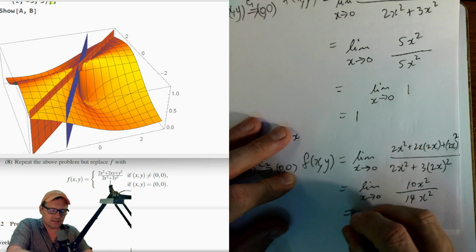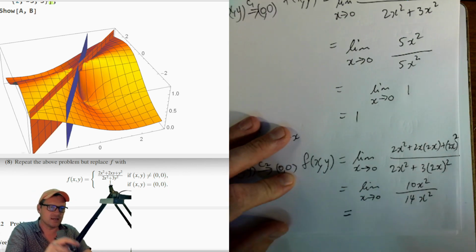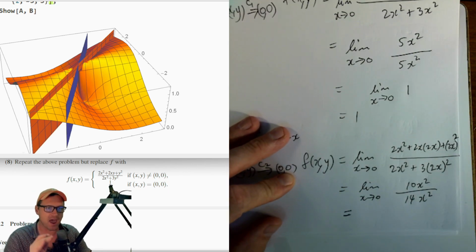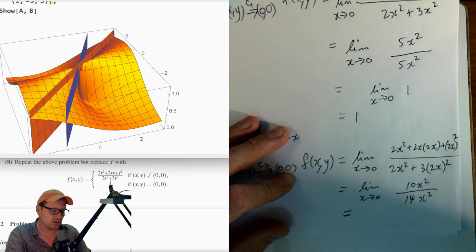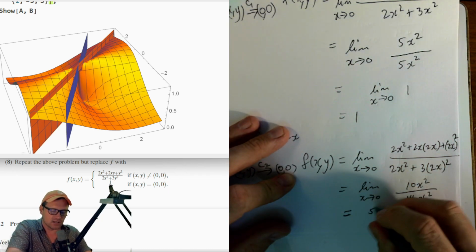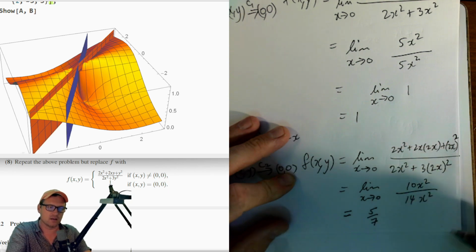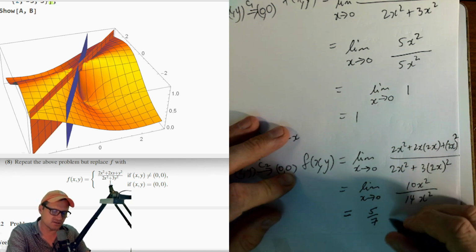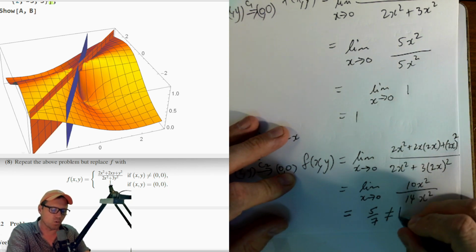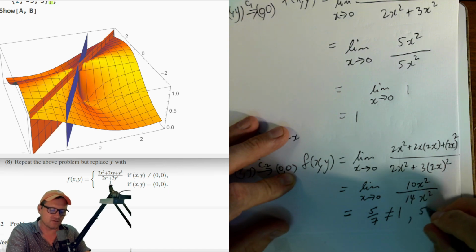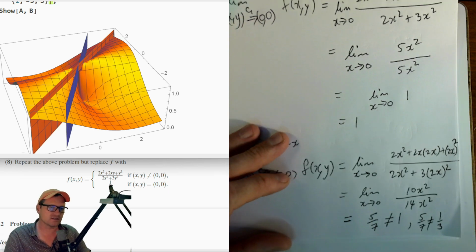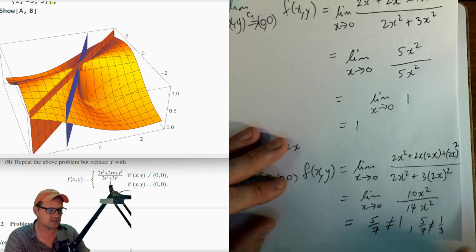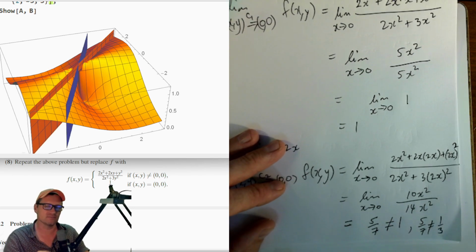Now canceling the x squared, because we're just looking near x equals 0 but not at x equals 0, we have 10 over 14, which is 5 over 7. So we get a limit of 5 over 7. But notice this is not equal to 1, and 5 over 7 is not equal to 1/3. So this is certainly not continuous at the point 0, 0.